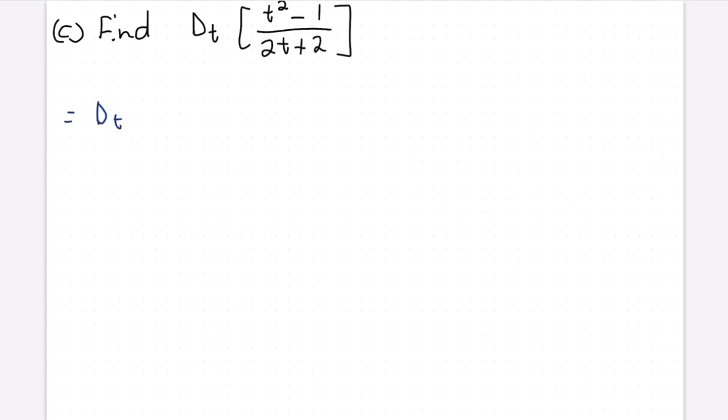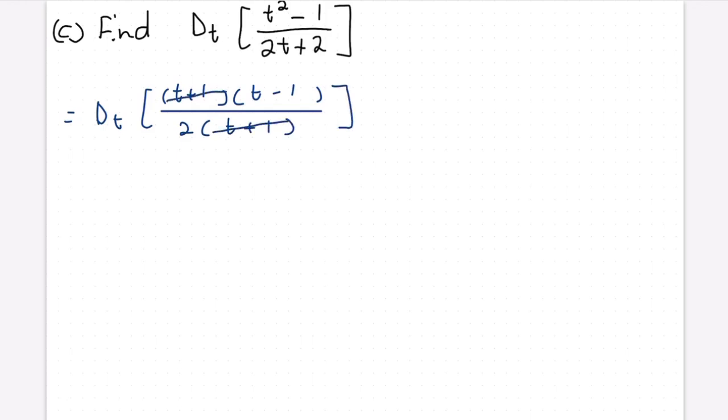So dt of, and I'm going to factorize the top there. It's a difference of 2 squares. I'll put t plus 1 and t minus 1. In the denominator, there's a common factor of 2. If I take it out, I'll be left with t plus 1. Okay, now the t plus 1 can cancel the t plus 1. I'm left with dt of t minus 1 over 2.